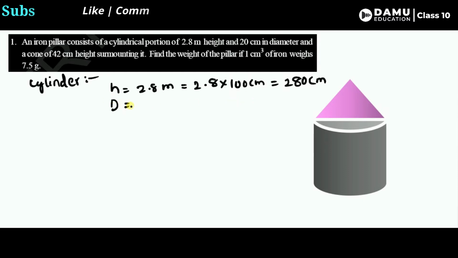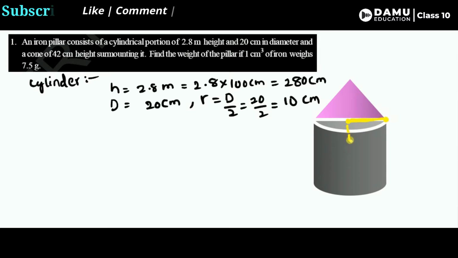Then what is the diameter? D will be equal to 20 centimeters. Then from this, what is the radius? D by 2. We can calculate it as 20 divided by 2, that is 10. So radius is 10 centimeter. So this is the radius, and from this point to this point is the height of the cylinder. So height will be equal to 280 centimeters. Then radius will be equal to 10 centimeters. So these are the values which we need.